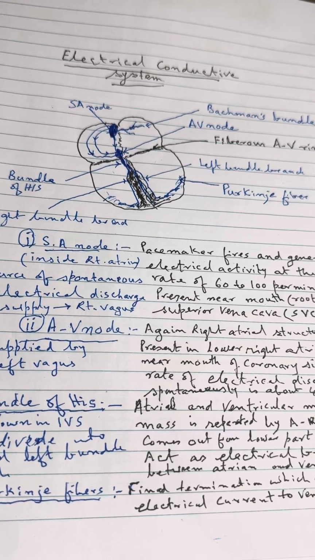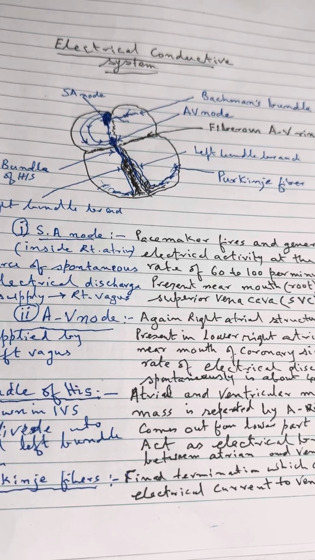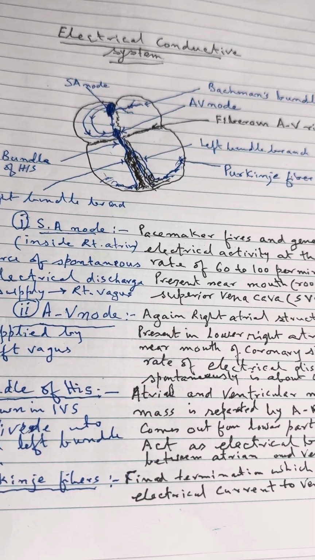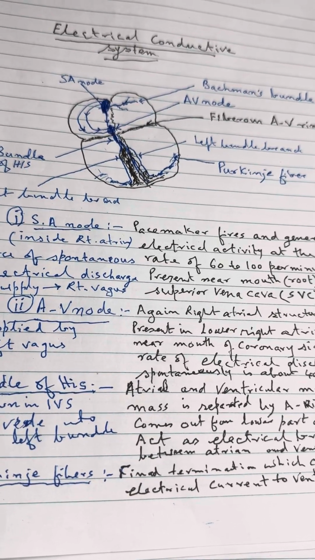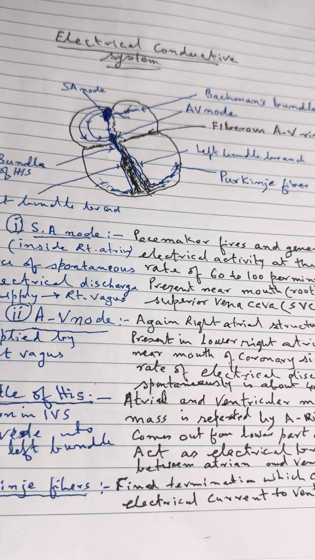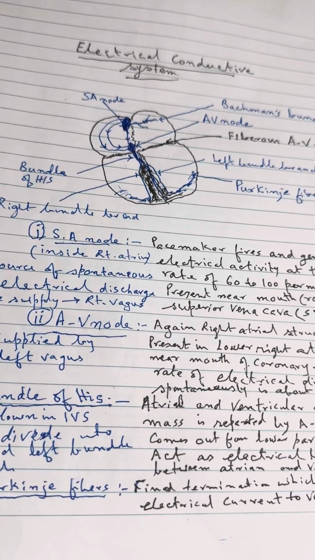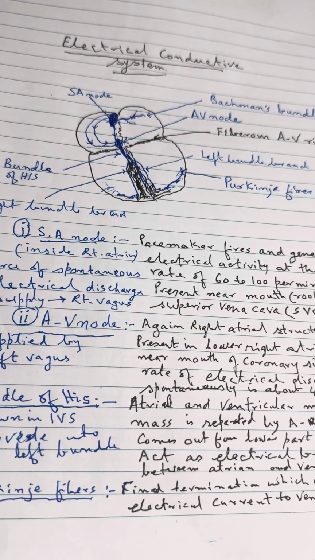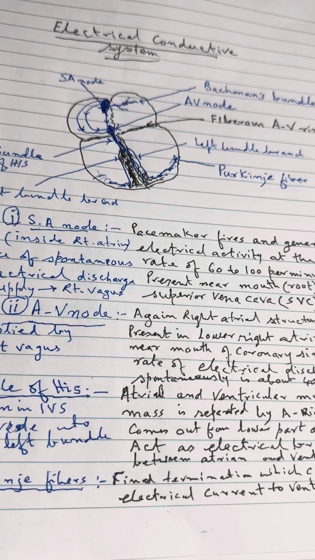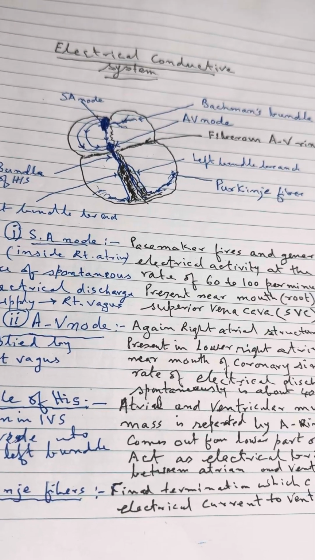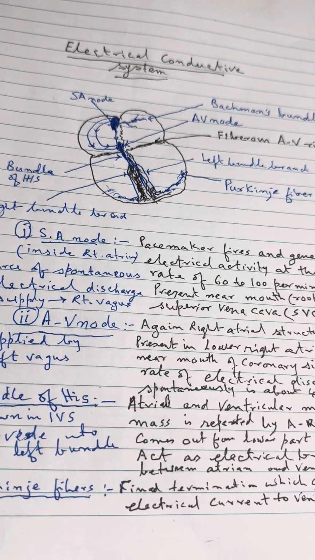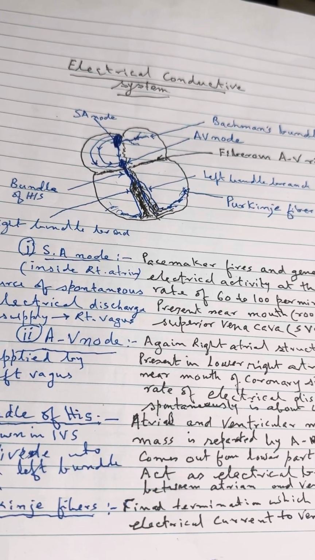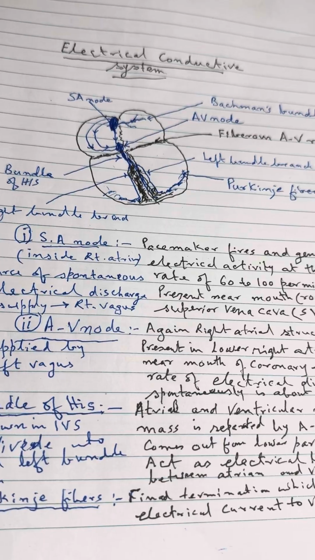From the SA node to the AV node, the impulse has come through three internodal branches in the wall of the atrium. From the AV node, a small structure crosses the AV ring, pierces the AV ring, and comes to the ventricular side in the septum. Now, this is known as bundle of His.